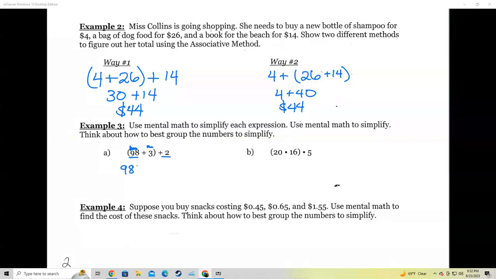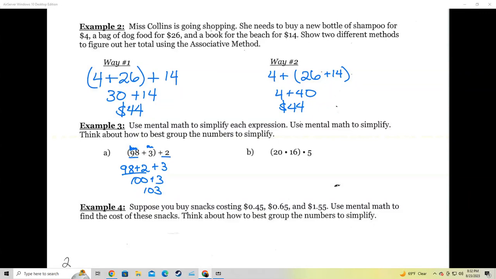Let's add 98 plus 2 first, and then we're going to add the 3. If I add 98 plus 2 first, that's going to be 100 plus 3, and I know that's 103. All right, let's try letter B. If I do 20 times 16, oh, you know what? I do know that answer, but it's kind of tough, right? Like that's not the easiest thing to do.